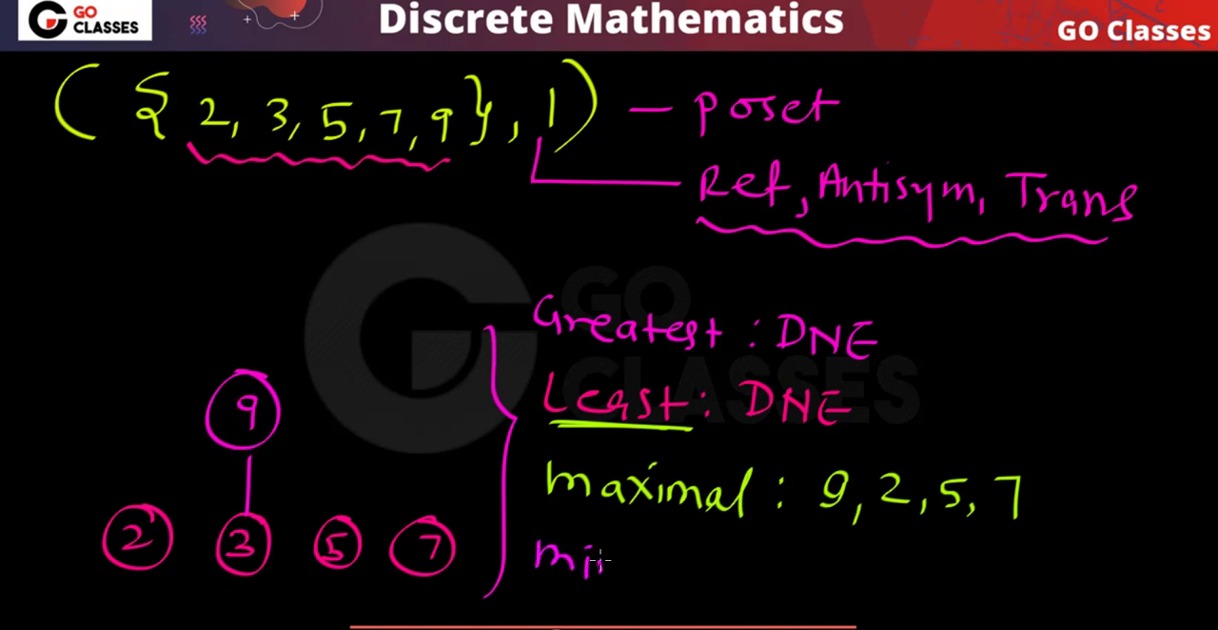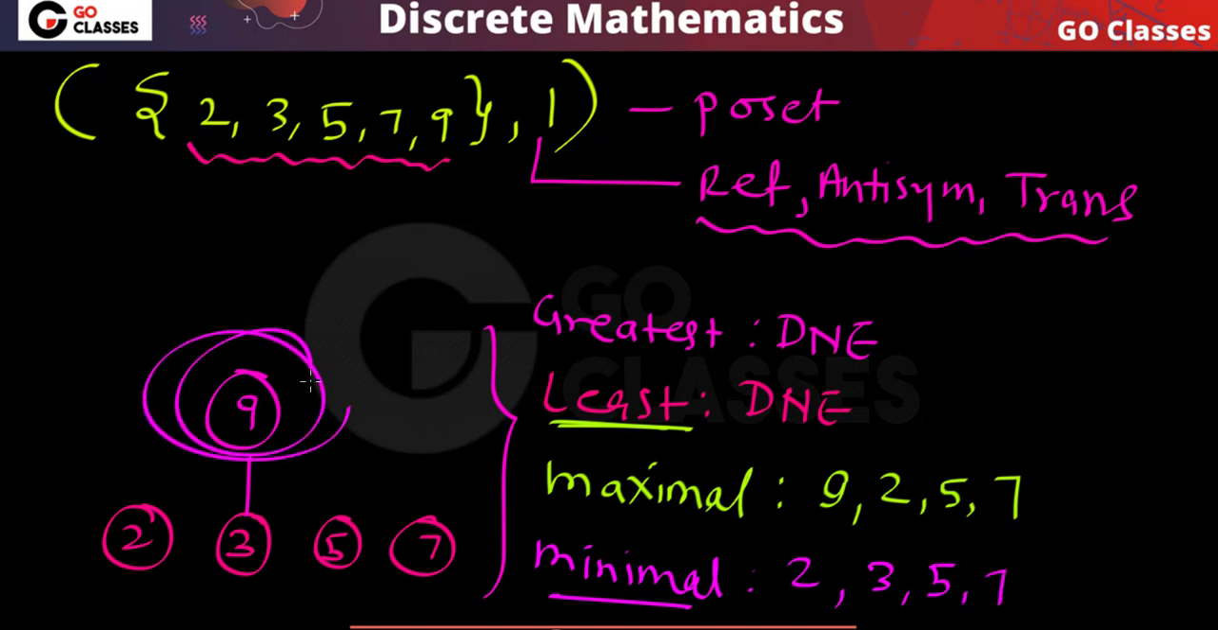Okay. Now what are the minimal elements? Minimal element means an element to which no one else is related. You can notice 2 is minimal because no one else is related to 2. 3 is minimal because no one else is related to 3. 5 is minimal, 7 is minimal. 9 is not minimal because 3 is related to 9. Okay, so these are the points.